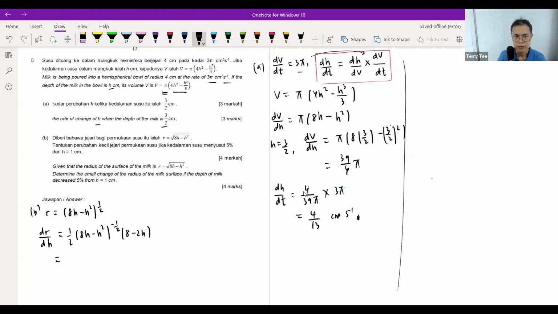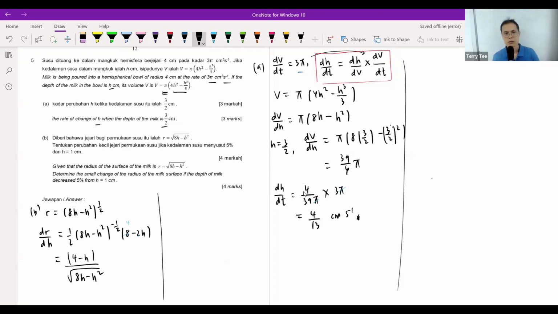Now let's simplify further. The half and 8 you can cancel. 8 times half is 4. This one is 1h, you cancel it. I just rewrite this as 4 minus h over square root, because remember, power negative means 1 over. Power half means square root. Power negative half means 1 over square root. So in this case, since you have power negative half, I'm going to bring it back down. You're left with square root of 8h minus h squared. So that's your dr/dh.